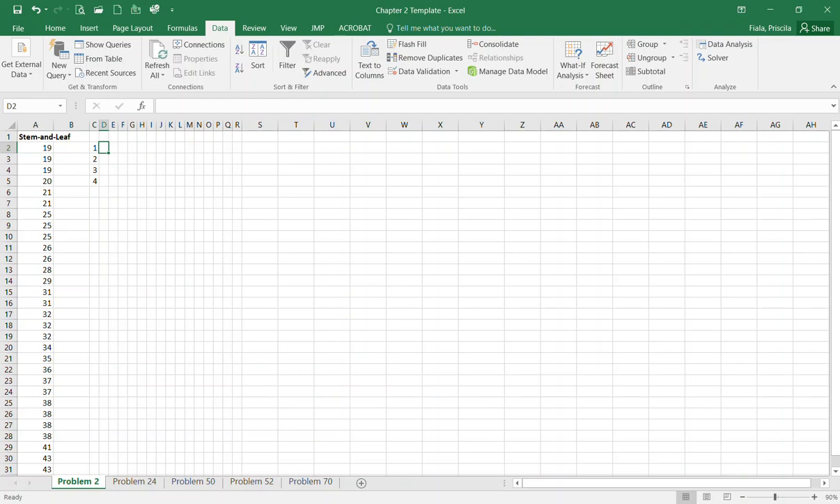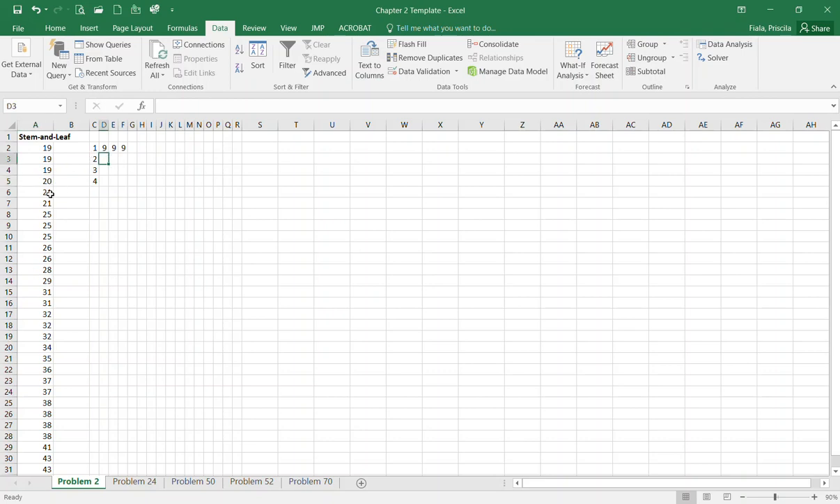Here we go. For 19, you would have 1, and your leaf would be a 9. Then the second one, you have 1, and then your last digit would be a 9, and so forth and so on. And here you have a 9, correct? Okay, so then now let's do the second stem and its leaves.